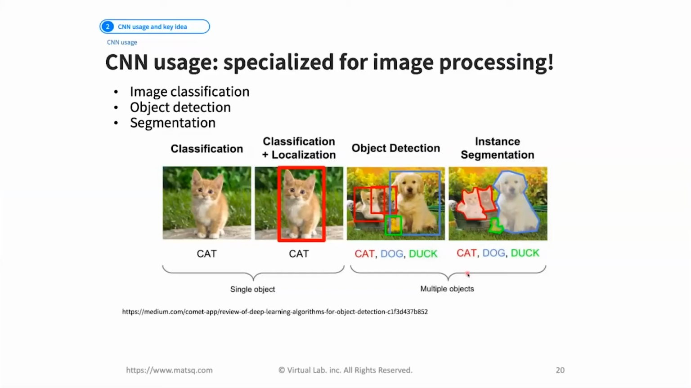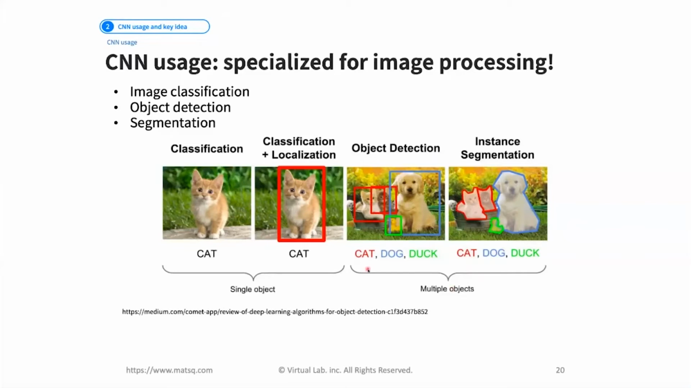All right, it is known that CNN is specialized in image processing, as you know. It's very famous, right? Look at these beautiful cats and dogs here. There are two types of image processing by CNN: single object and multiple object detection.